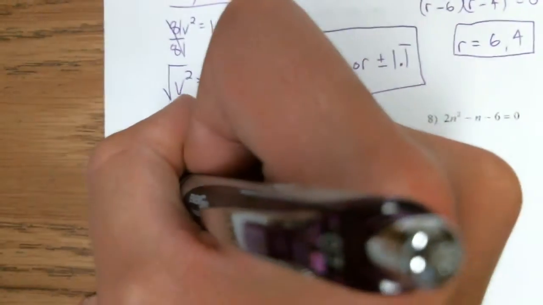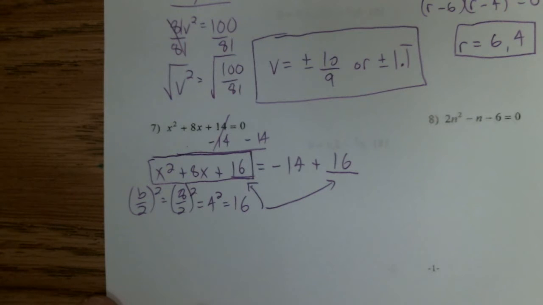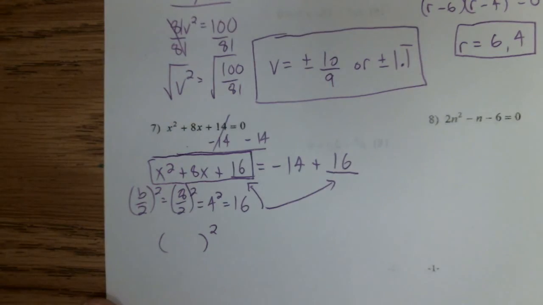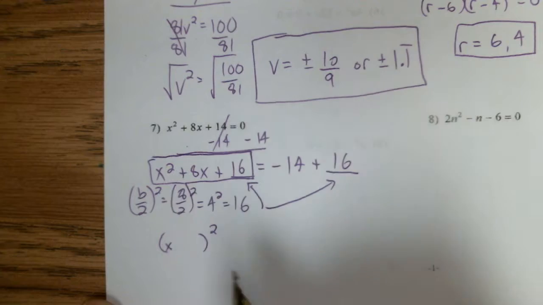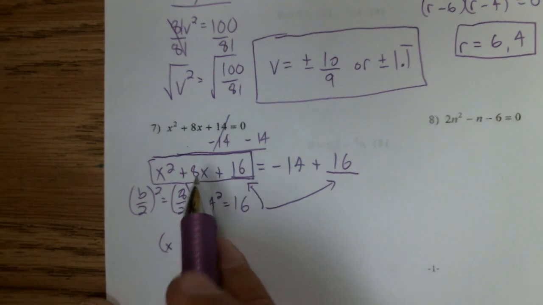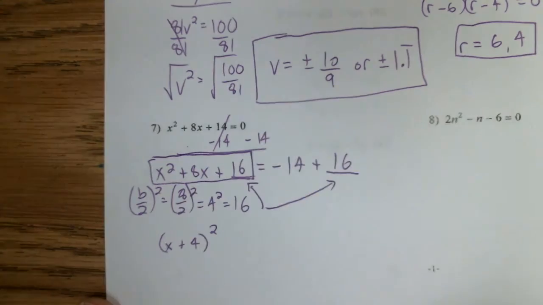So that now I have forced that guy in the box to become a perfect square trinomial because we completed the square. So now how does this factor? I know it's going to be a parentheses squared, so just go ahead and write that down. It's an x, and the number that goes in the parentheses squared is just half of b, half of that number. Half of 8 is 4, so it's an x plus 4.